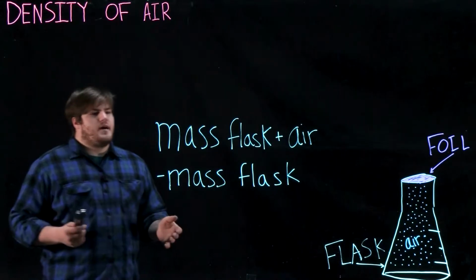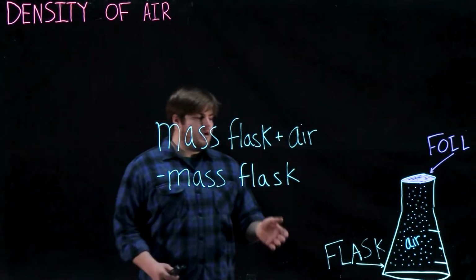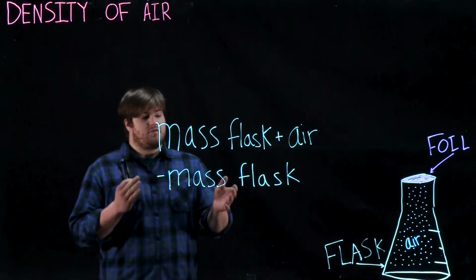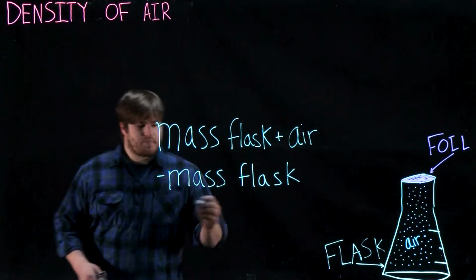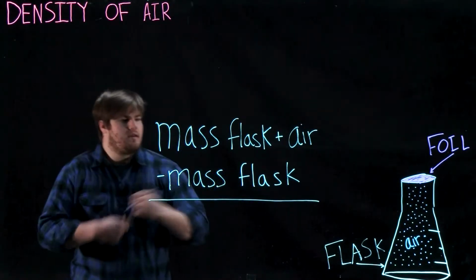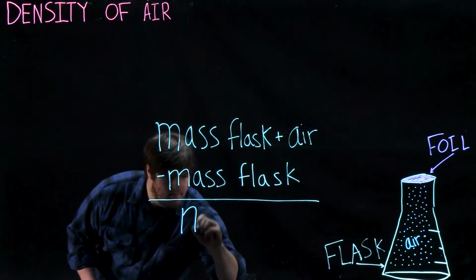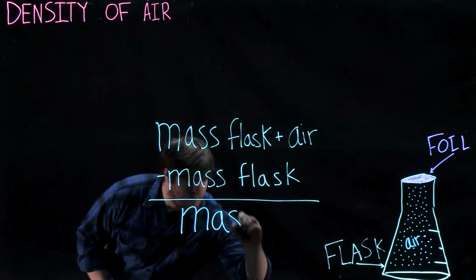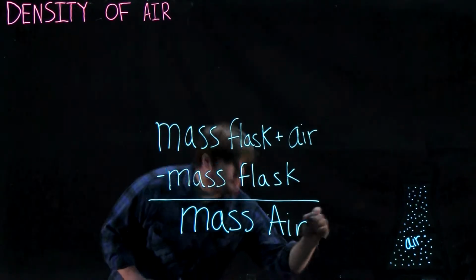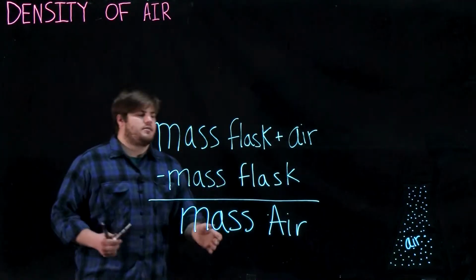So to get the sample's mass, you'll take the mass of the flask with the air in it, that's the combined mass that you weighed, and you'll subtract the mass of just the flask. And if we do that, we end up with the mass of our air alone, which is just those blue particles, and that's what we want. We just want the mass of the air.